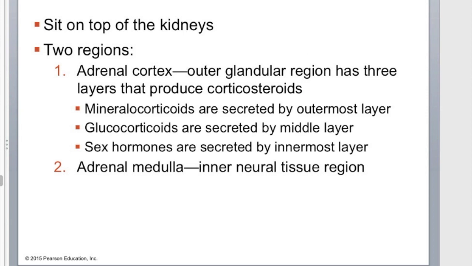All right, your next gland is your adrenal glands. Your adrenal glands are the hats to your kidneys. There's two regions. You've got your cortex and you've got your medulla. The cortex lies on the outside, and there's three primary hormones within the cortex. So there's three layers within the cortex. The outer layer releases your mineralocorticoids. Your middle layer is your glucocorticoids, and the inside of the cortex are your sex hormones. The adrenal medulla, which is the inside of your adrenal gland, is where your neural tissue lives.